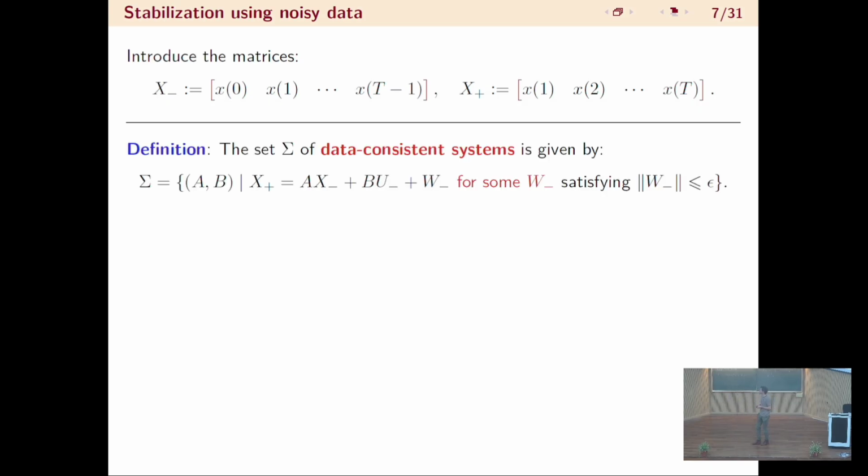I do that because then I can formulate this set of data consistent systems. So sigma consists of all pairs A, B that are consistent with the data, which means in this setting that x plus must be A x minus plus B u minus plus w minus, because we have this additional noise term, where w minus satisfies our bound. This is the whole set of systems consistent with the data.